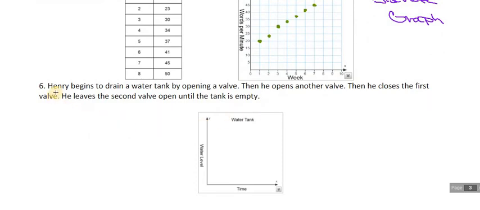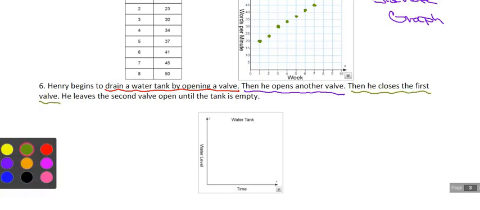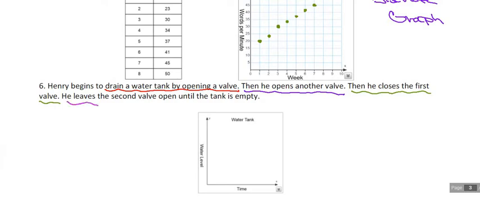What about 6? Henry begins to drain a water tank by opening a valve. So he's starting to drain a tank by opening a valve. Then he opens another valve. Then he closes the first valve. Well, what would that mean? Think about that. He then leaves the second valve open until the tank is empty.